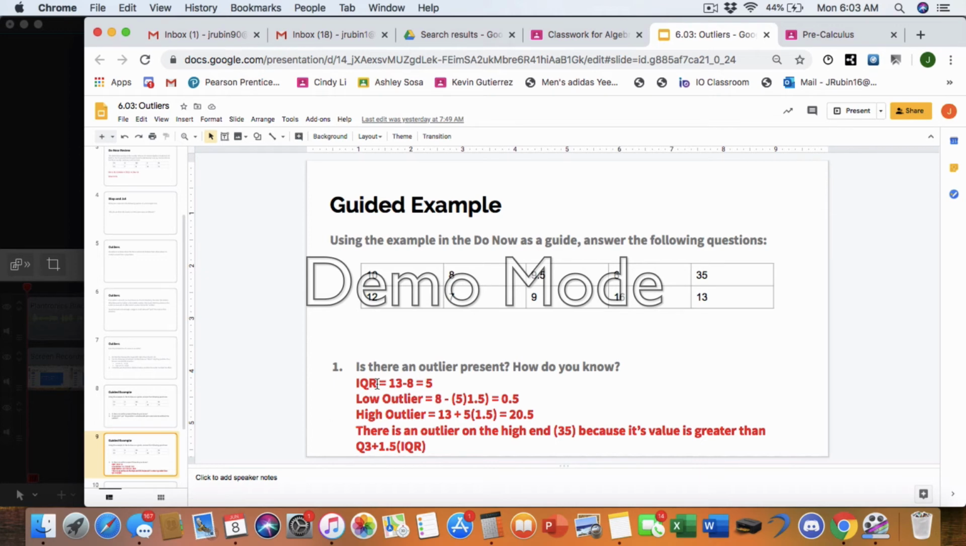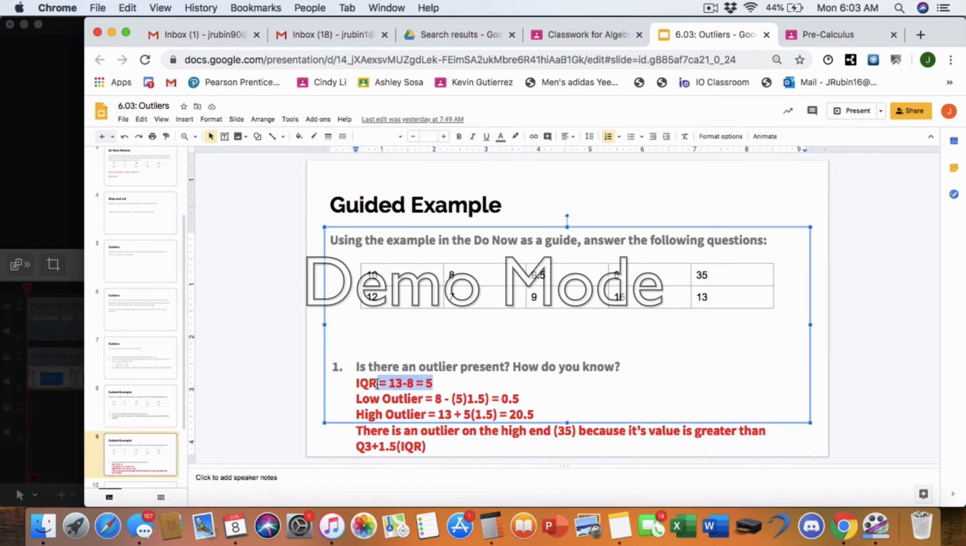Okay, so first, here's my IQR, which is 5, 13 minus 8. So then to find my low outlier, I do 8, which is my Q1, minus 5 times 1.5. To find my high outlier, I take 13, which is my Q3, plus 5 times 1.5. So now this range here, 0.5 to 20.5, tells me that anything outside those two values is now an outlier. Therefore, at 35 hours of television, you know who you are? You are an outlier. Your value is greater than Q3 plus 1.5 of the IQR.